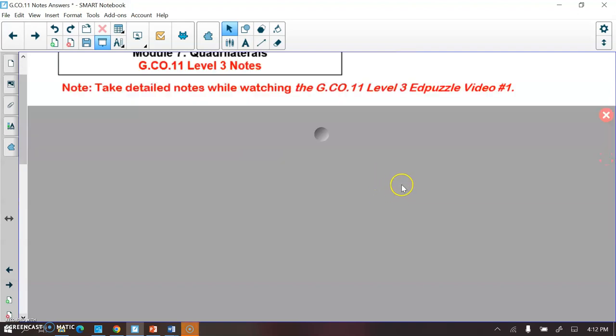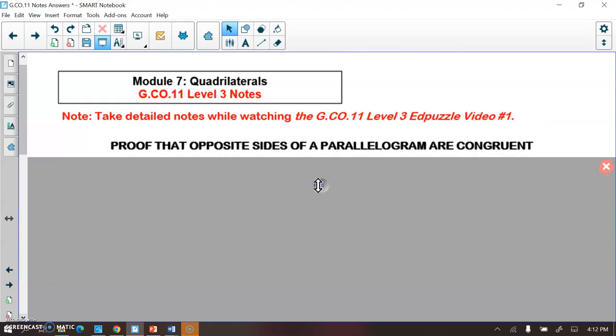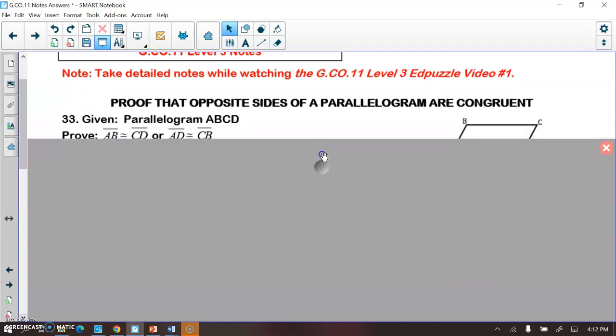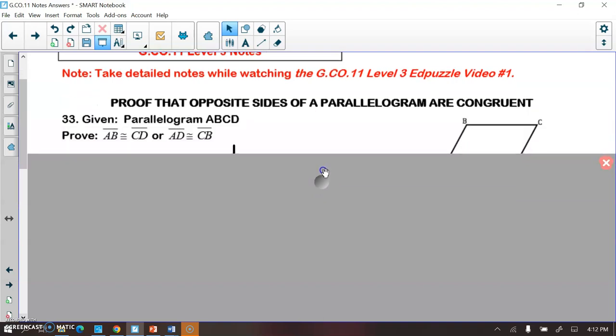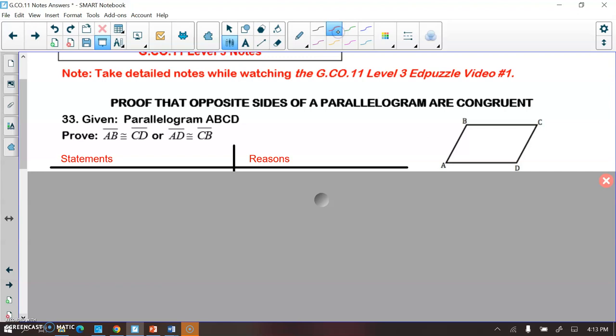Okay, so now we're going to be working on proving some of the properties about quadrilaterals. We are going to prove that opposite sides of a parallelogram are congruent. We're given parallelogram ABCD, and we want to prove that either AB is congruent to CD or AD is congruent to CB. I'm going to show you how to prove the first one, that AB and CD are congruent.